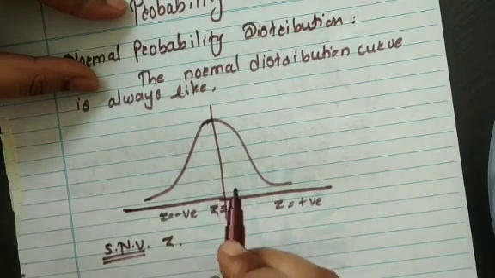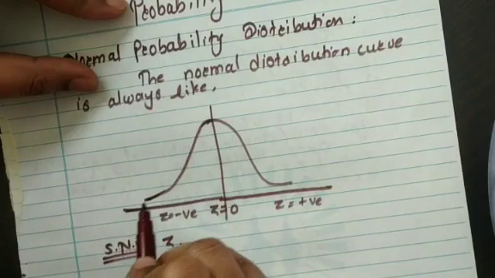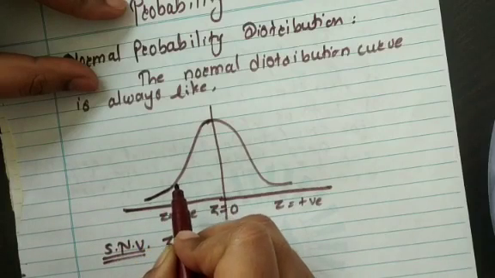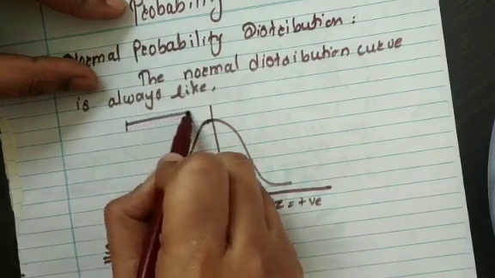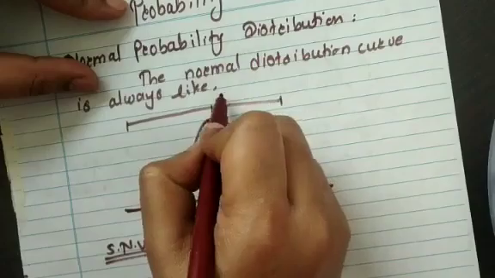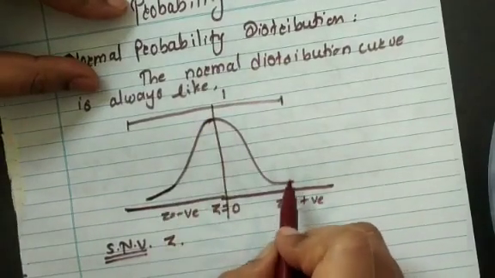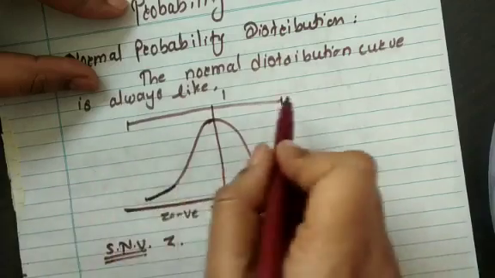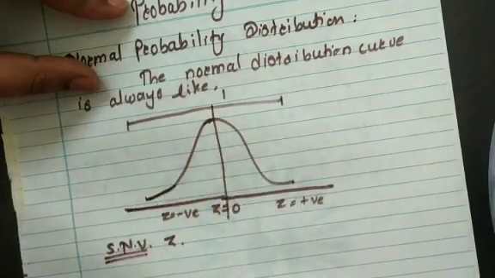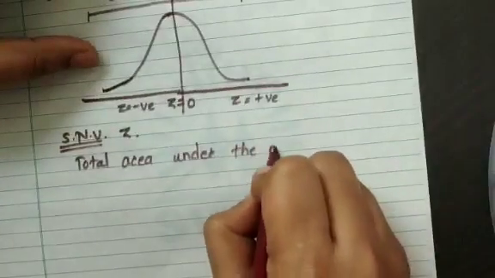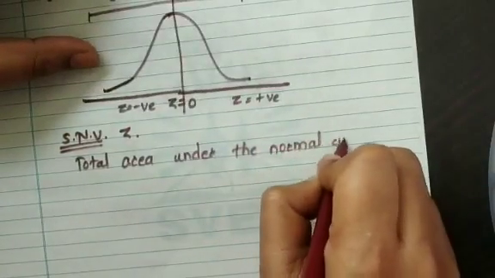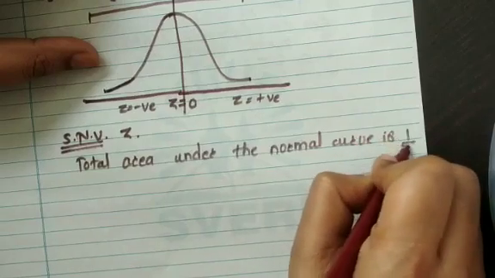hand side. As it is the total distribution, we can say the total probability of the distribution is always 1. So that is total area under the curve is 1 as total probability. This is your total probability distribution. So total probability is 1. So total area under the normal curve is 1.